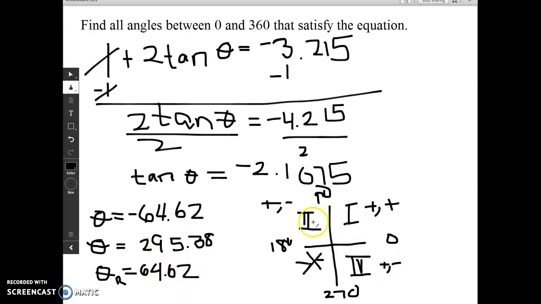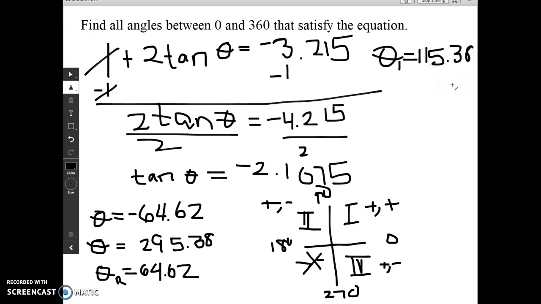So I need to find out where this is in quadrant 2. In order to find it for quadrant 2, I need to use my reference angle and subtract that from 180. So it's 180 degrees away. So 180 minus 64.62, and I get 115.38. So one of my actual answers, took us forever, is 115.38.